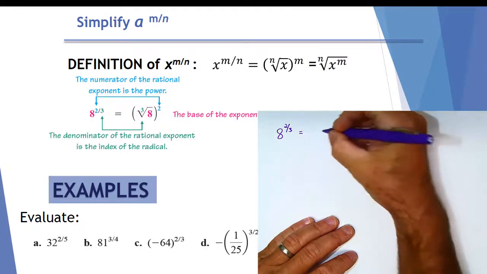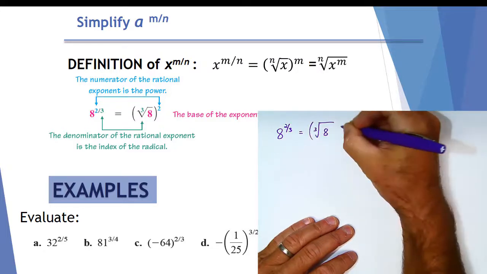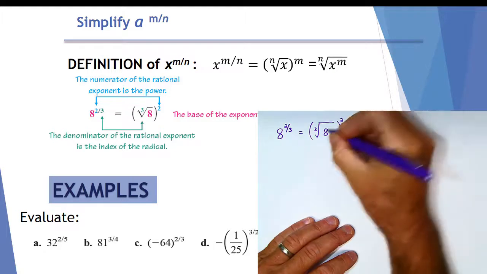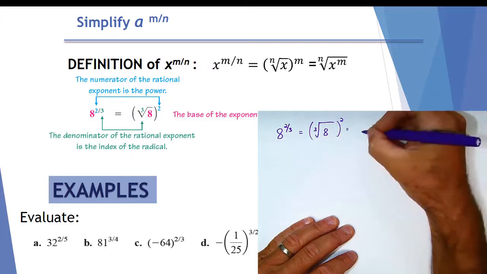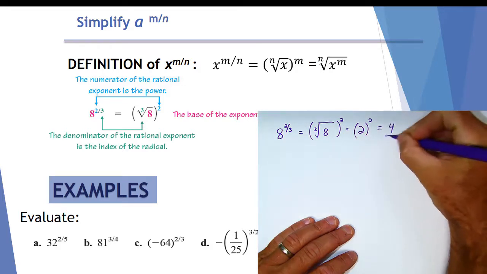8 to the 2/3, as we just saw, is the same as the cube root of 8, which we're then going to turn around and square. But the cube root of 8 is just 2. So when we square that, we end up with a value of 4.